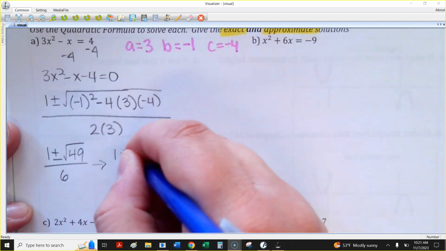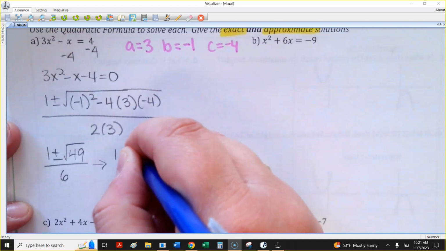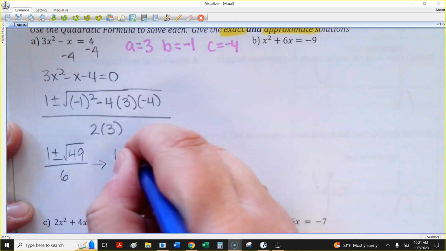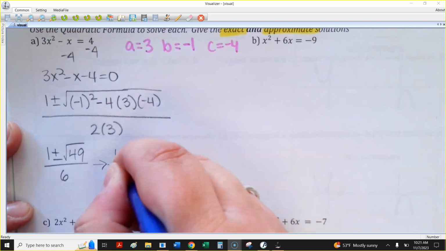They might be a plain number. So plus or minus, oops, I just almost wrote 49 again. The square root of 49 is 7, the whole thing over 6.